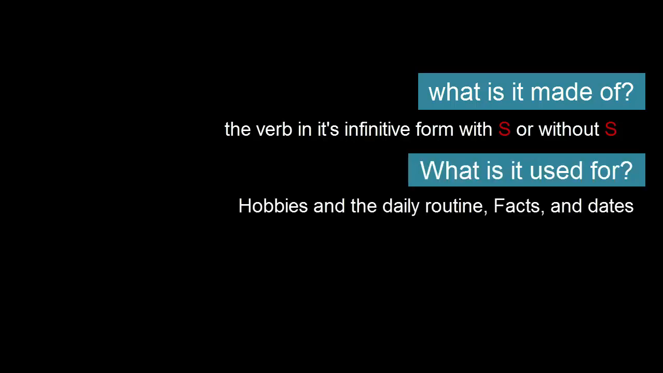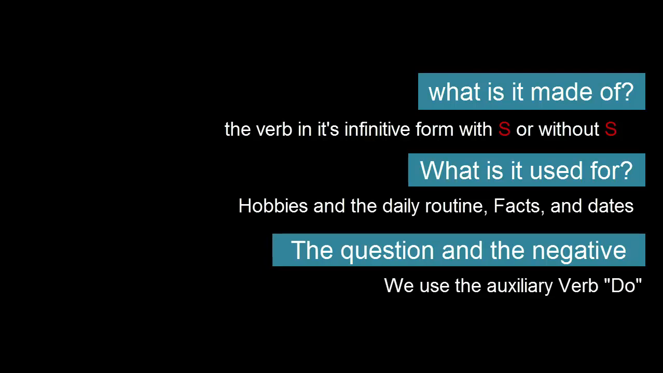Second of all, the present is used to describe hobbies and the daily routine, facts and dates. I'm going to explain that. When it comes to the question and the negative, we use the auxiliary verb. First, we need to know about this.